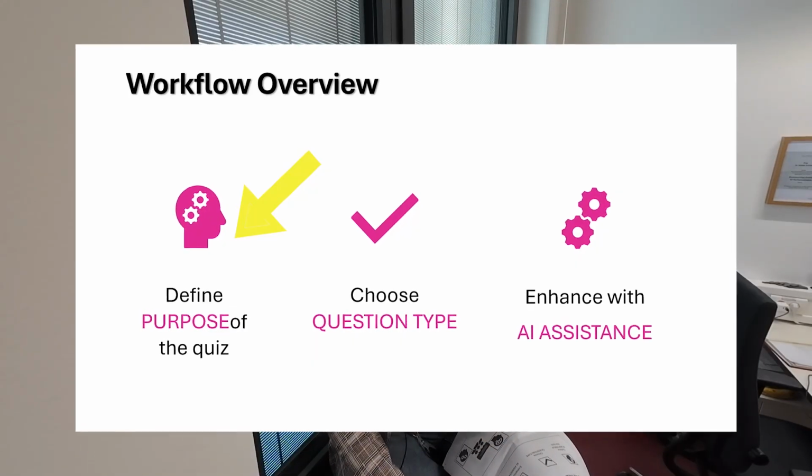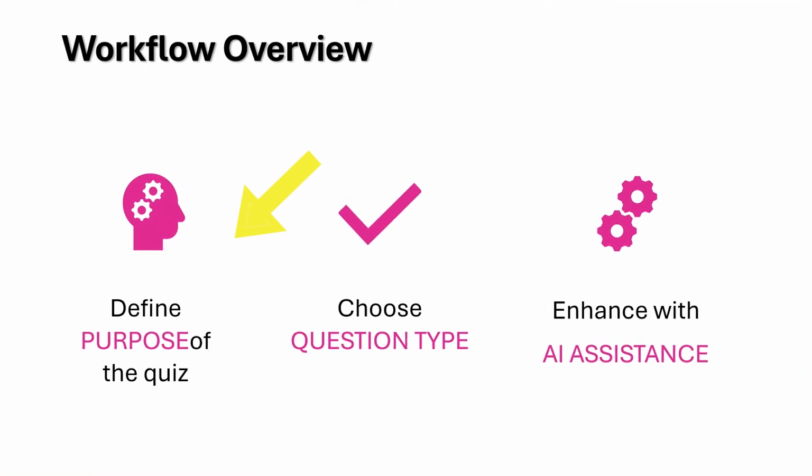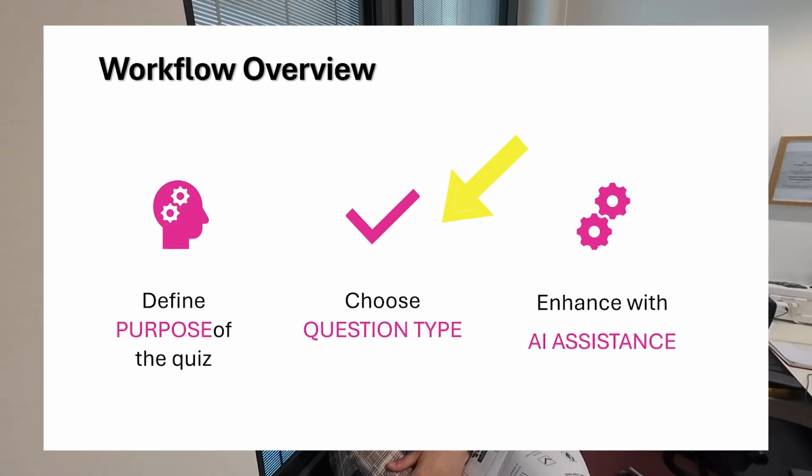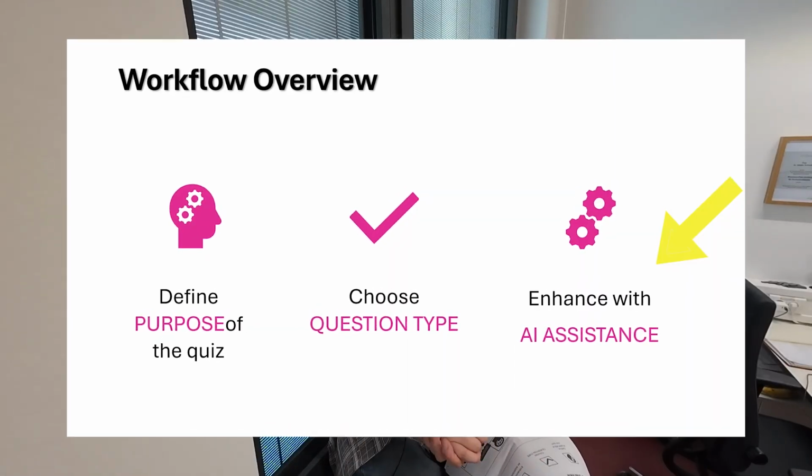A good workflow overview is 3 steps. First, define the purpose of the quiz. So in which section of the lecture you want to have the quiz and what's the purpose. And that defines a little bit of what type of quiz you would also choose. Second, choose a question type. I will give you an overview of question types that you can choose from. And third, use AI tools, large language models, to assist you to make better quizzes. So let's start with the purpose of the quiz.